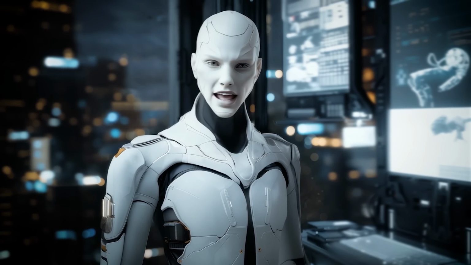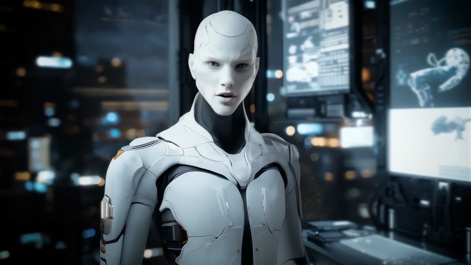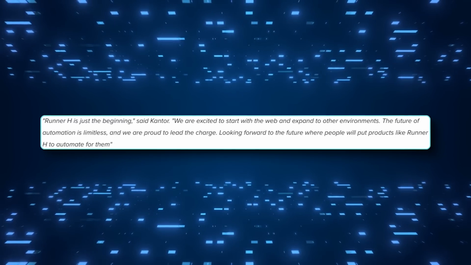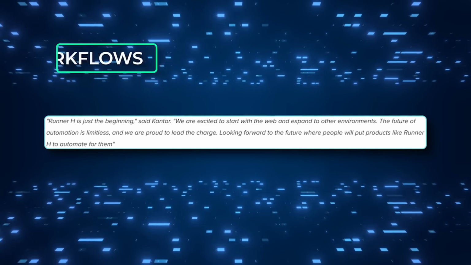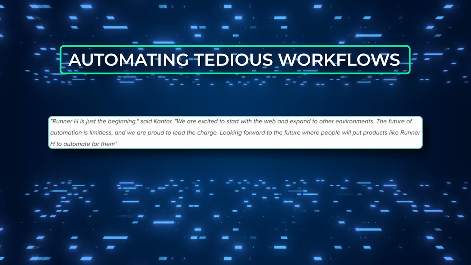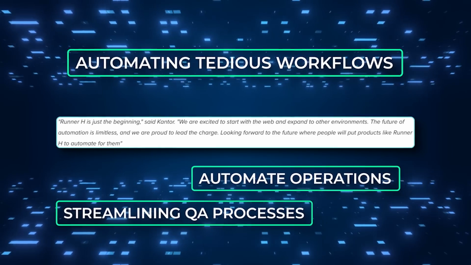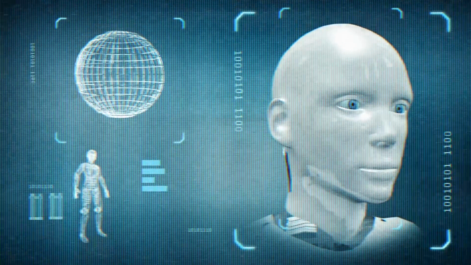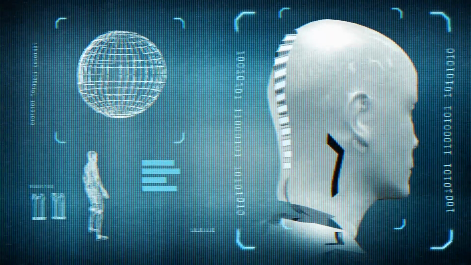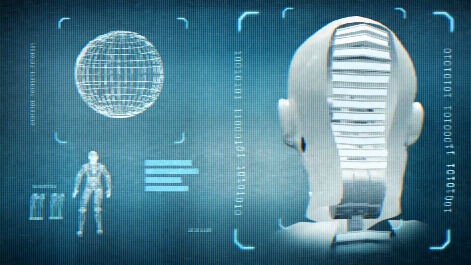So, H's compact models aren't just theoretical innovations. They're delivering results in areas that matter. Whether it's automating tedious workflows, streamlining QA processes, or enabling businesses to take control of their operations, Runner H is proving that small, focused models can outperform larger ones in the right contexts.